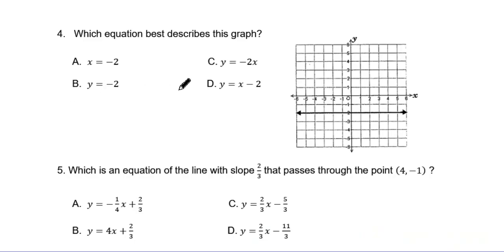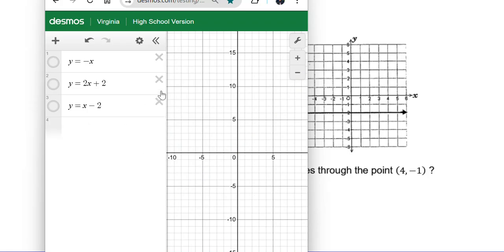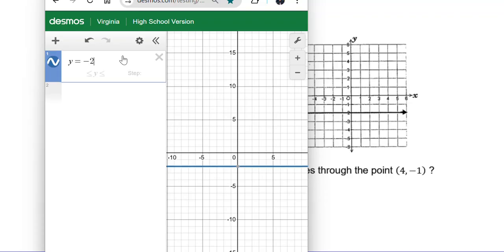Which graph best describes the equation? Same thing. You would graph it. I know it's going to be y equals -2, because it's crossing the y-axis at -2, and it's a horizontal line. But definitely just graph it in Desmos and check. So y equals -2, and there you go. That's the line.